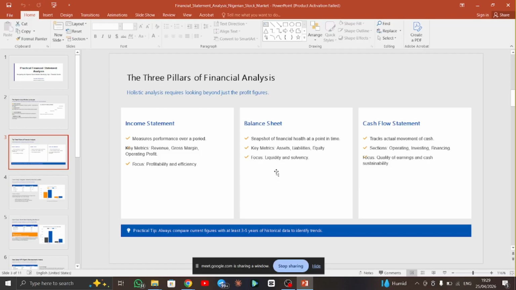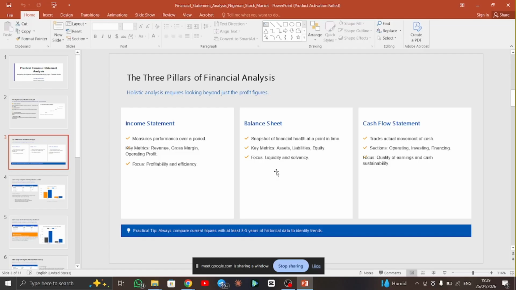Then if you look at this third aspect of financial analysis, we have the cash flow statement. The cash flow statement tracks the movement of cash: how a company invests their money, what they do with their money. Even you as an investor, how do they invest the money I've given to them? Their production level, how they operate, and what they invest in, right?